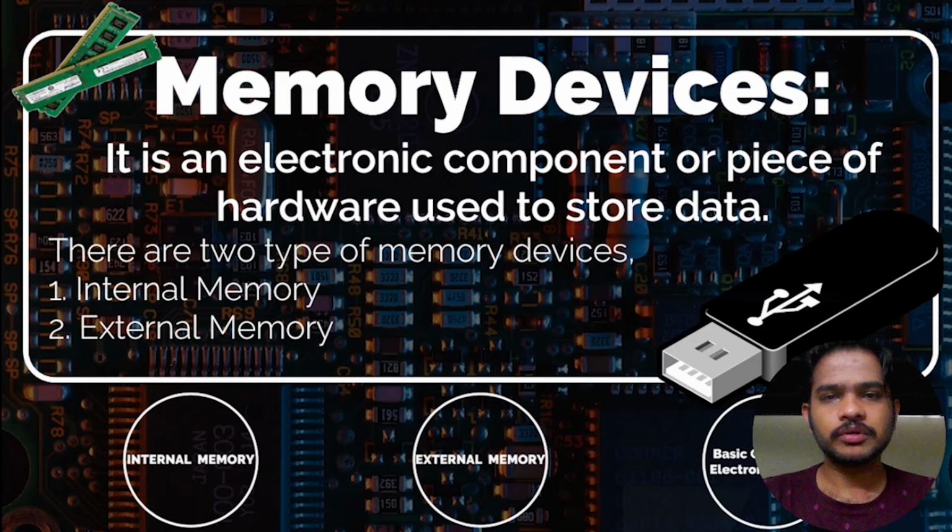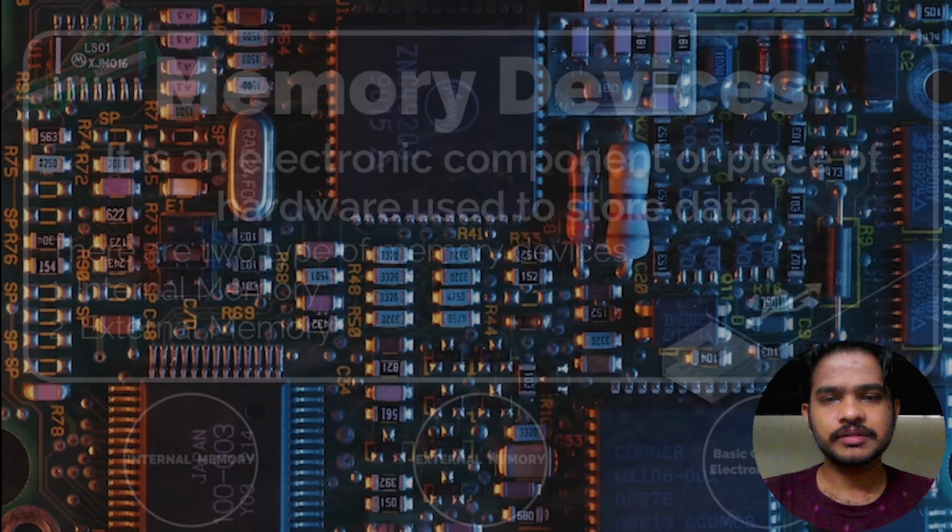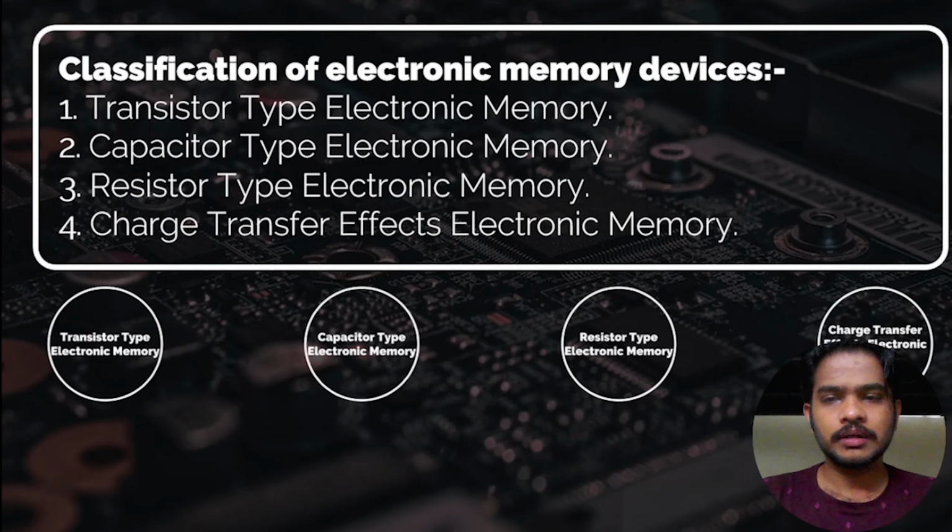Let us understand the classification of memory devices. These electronic memory devices are basically classified into four categories. First is transistor type electronic memory. Second is capacitor type electronic memory. Third is resistor type electronic memory, and the fourth is charge transfer effects electronic memory.